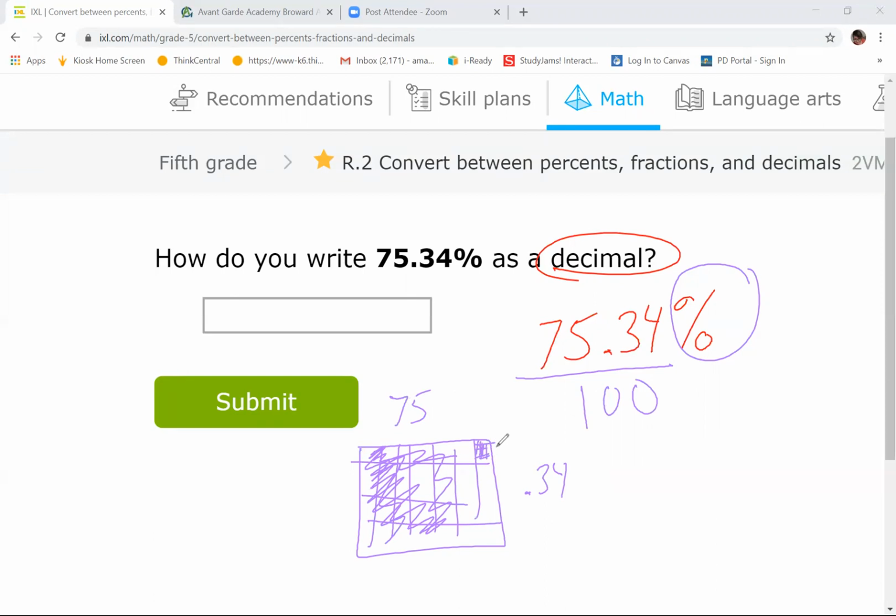So it's going to be 75 hundredths, so 75 of those boxes, and then one of those boxes is going to be cut into tiny little pieces, and only 34 is going to be there.